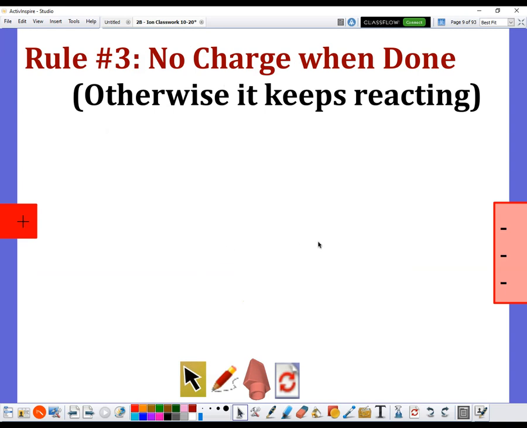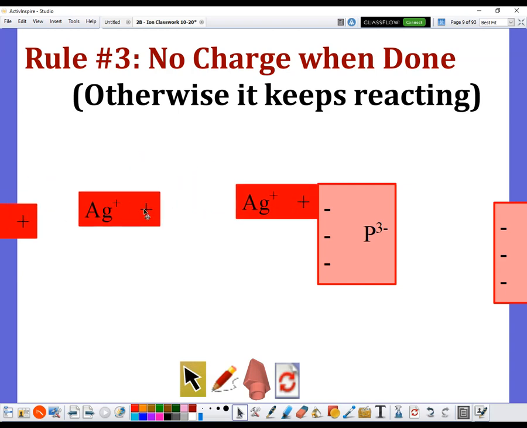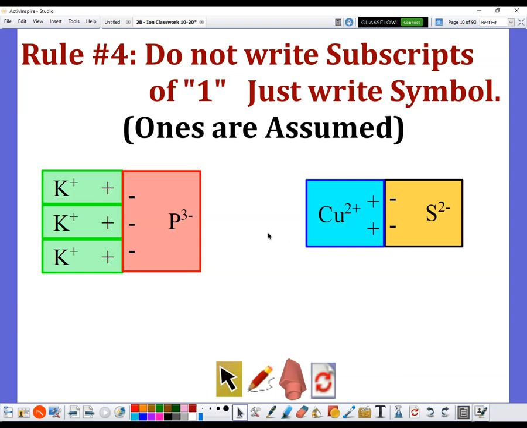Rule 3, no charge when done. Just like you saw earlier, as long as there is a charge available, it'll keep sending signals out to attract nearby ions. So the negative will attract the positive will attract the negative, and eventually, as the 3 positives for the 3 different silvers all match to the 3 negative for the 1 phosphorus, you're golden. 1 plus 1 plus 1 is 3, minus 3 is 0, so you're set. No more charge, no more attraction. Rule 4, don't write subscripts of 1, they are just assumed.